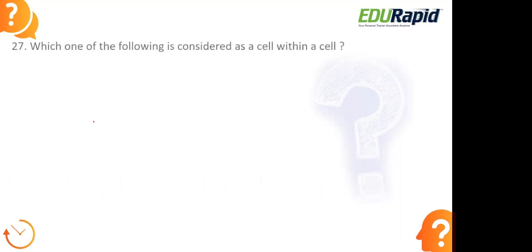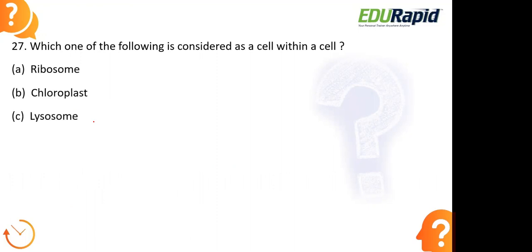Moving to the next question. Which one of the following is considered as a cell within a cell? Ribosome, chloroplast, lysosome, Golgi complex.